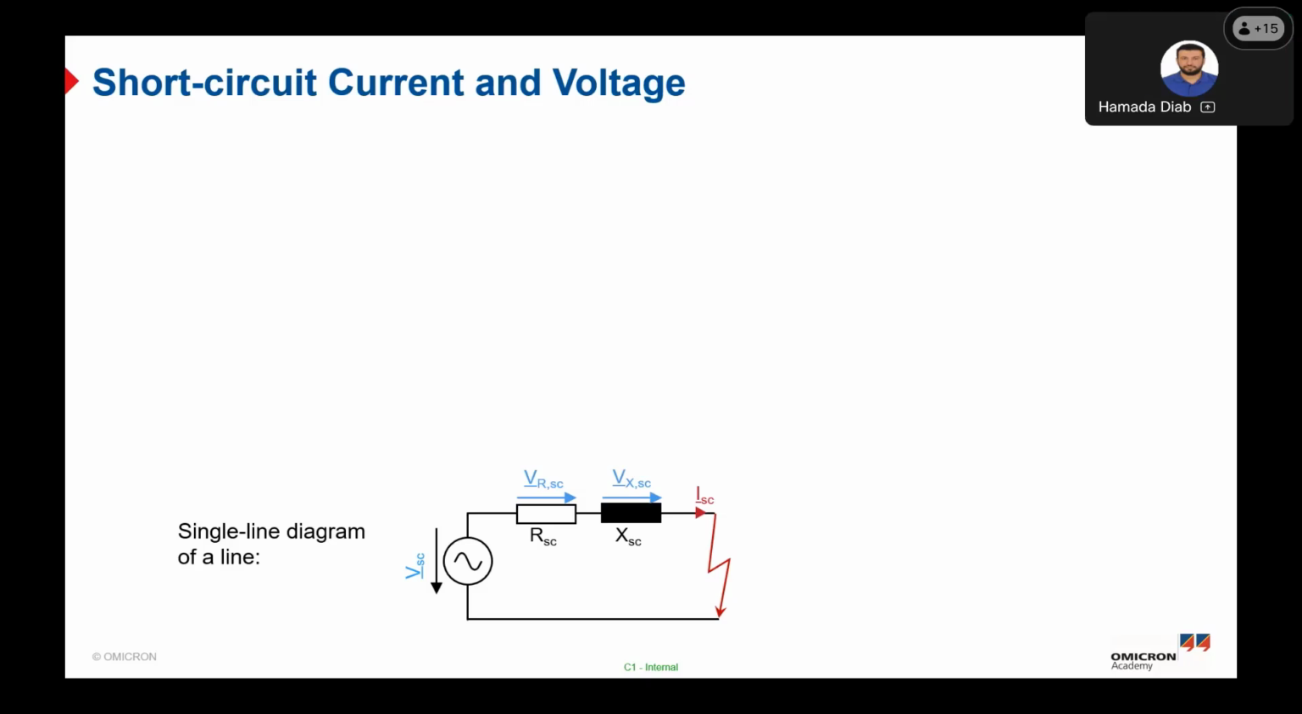As you can see here, we have some parameters. If we represent the short circuit impedance in a single line diagram, we have the short circuit voltage, the short circuit current, and the Z short circuit, which is the impedance. The short circuit impedance is the value of the short circuit voltage divided by the value of the short circuit current, and it can be separated into two parameters, the real and imaginary impedances. As you can see here, the resistance and the inductance.